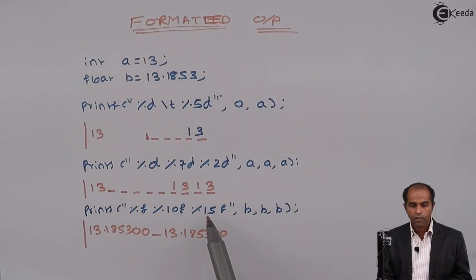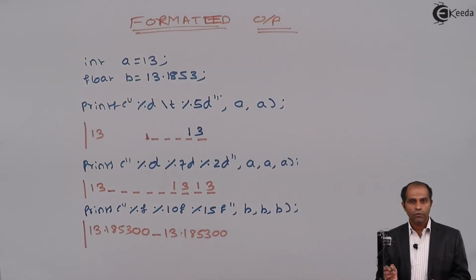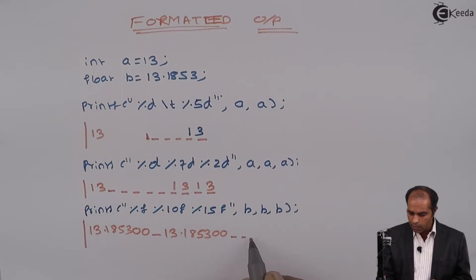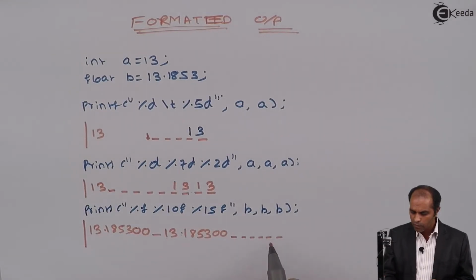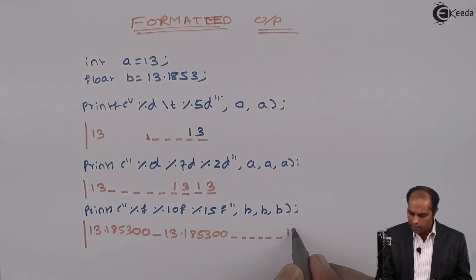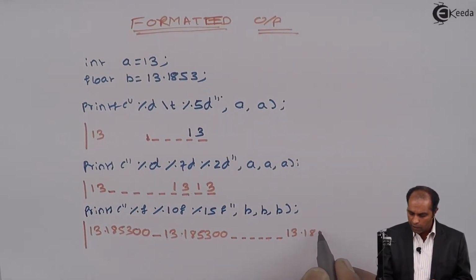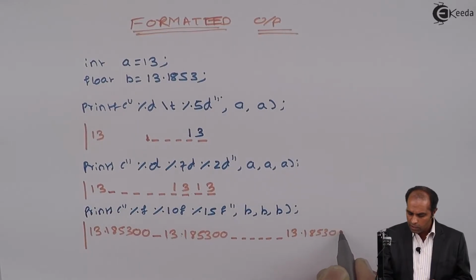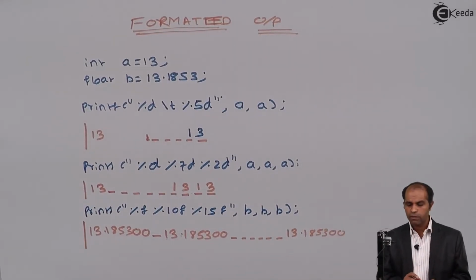How many spaces are left? 15. So 15 minus 9 is 6. So I have to leave 6 blank spaces: 1, 2, 3, 4, 5, 6. And then print the number as 13.185300. We can leave these spaces when I generate these outputs.